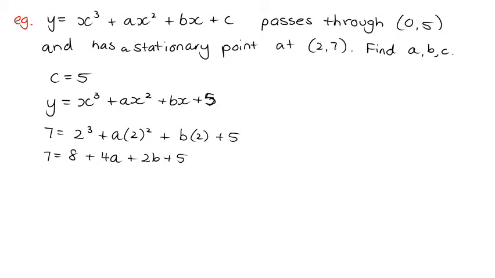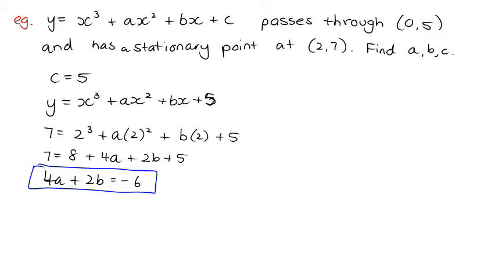What might we do? Take the 5 over. The 5 and the 8. Yeah, let's take the 5 and the 8 over. So together they make 13. Take that on the other side. Got negative 6. So 4a plus 2b equals negative 6. So we're going to work with that later.